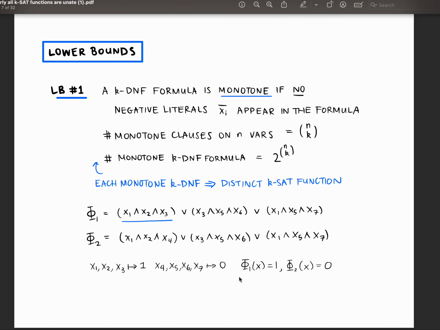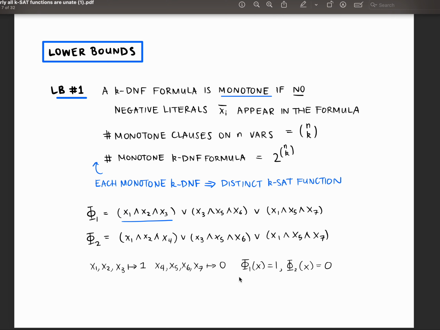So a KDNF formula is monotone. All that means is that no variable is negated. So I have a bunch of clauses, and the only literals that appear in that clause are the positive version of variables. So there are n choose k monotone clauses on n variables, and so the number of monotone KDNF formula is 2 to the n choose k. And as it turns out, each monotone KDNF encodes a distinct k-SAT function.